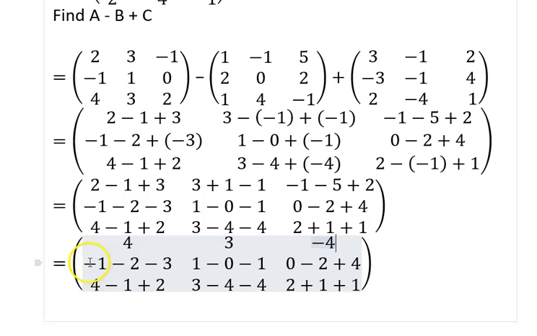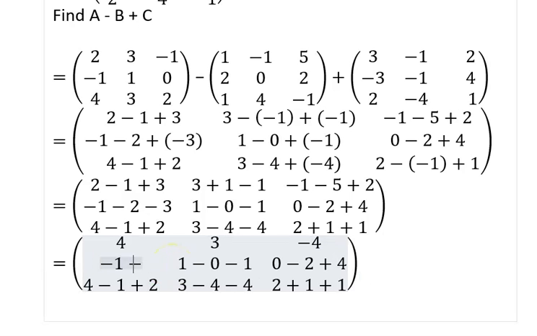Beautiful. The next one, minus 1 minus 2 will give us what? Minus 3. Minus 3 minus 3 will give us what? Minus 6. Awesome. 1 minus 0 will give us what? 1. So 1 minus 1 will give us what? 0. Awesome.